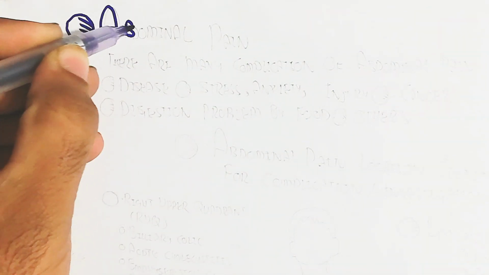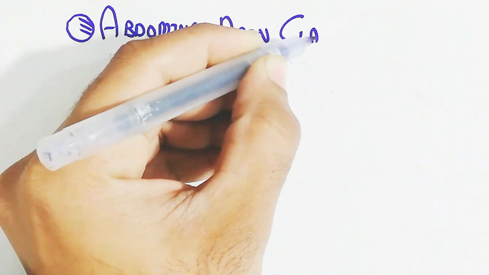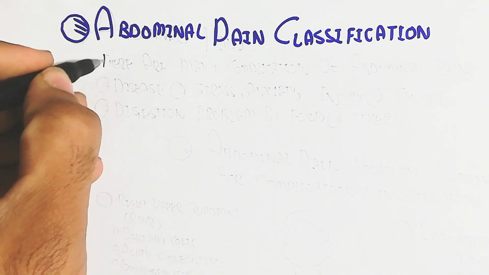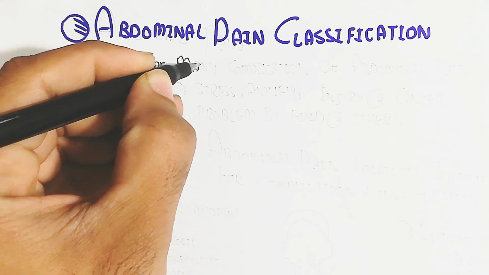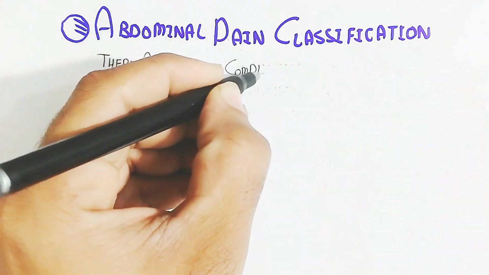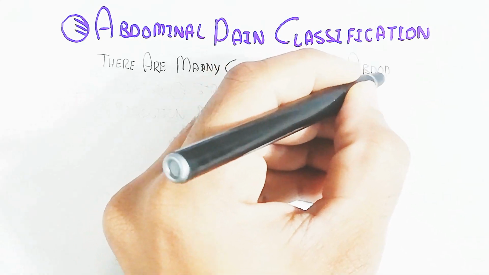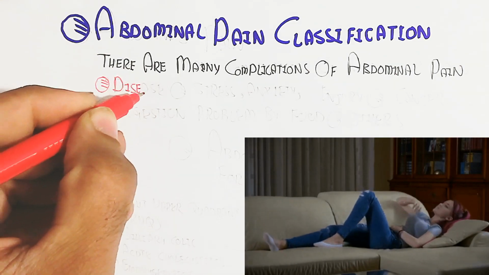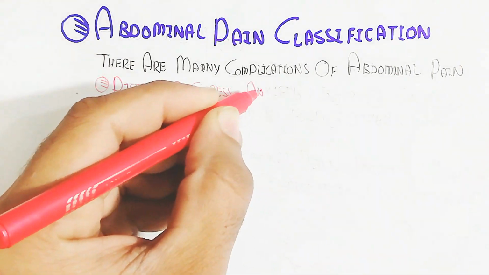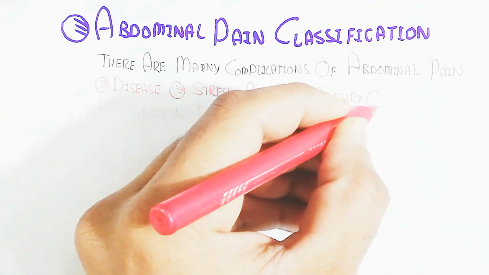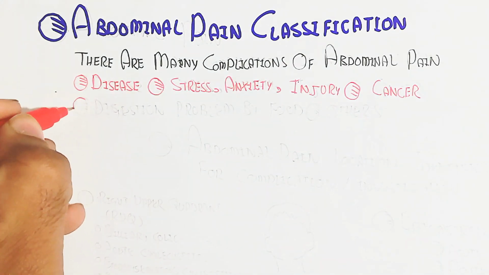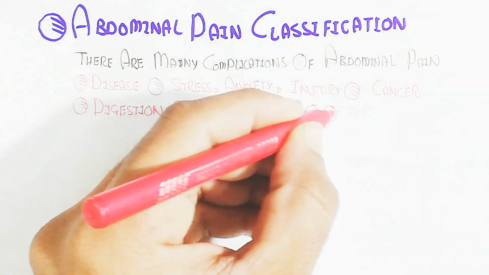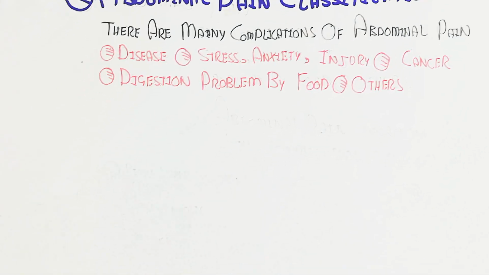Hello, in this video we will understand the abdominal pain classification and the abdominal pain causes. There are many complications of abdominal pain that appear in different regions of the abdomen, like disease as well as stress, which lead to complications and anxiety, injury, sometimes cancer like colon cancer or small intestine cancer or other cancer types, and digestion problems caused by food as well as other problems.